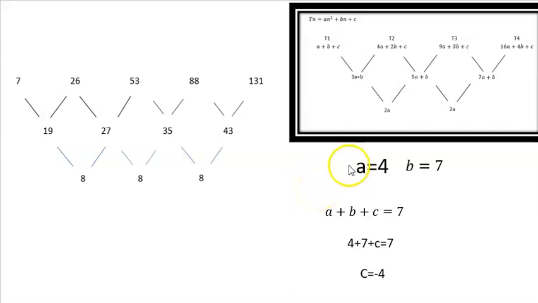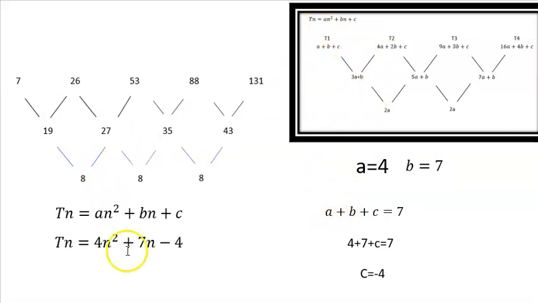Now all we need to do is put it into our original formula that we had at the top, that Tn equals an squared plus bn plus c, and we get Tn is equal to 4n squared plus 7n minus 4. And as I said, this is probably the most complicated formula for a quadratic sequence you're ever going to find. But as you can see, no matter what the formula is and no matter how complicated the sequence is, the method is always very simple and very clear.